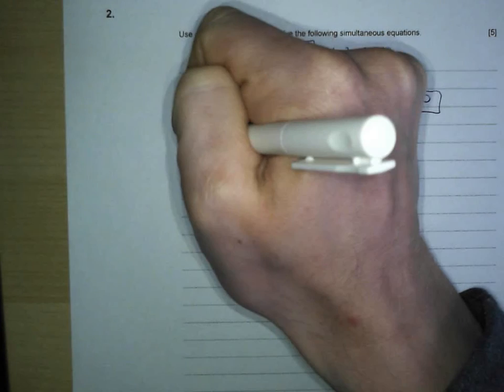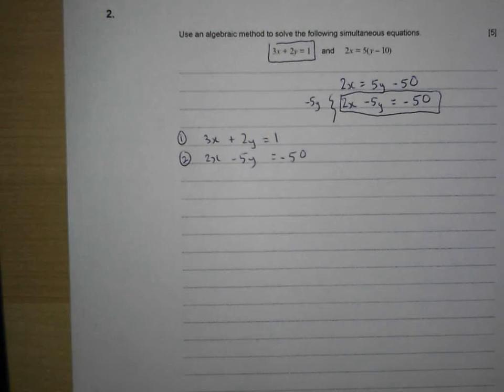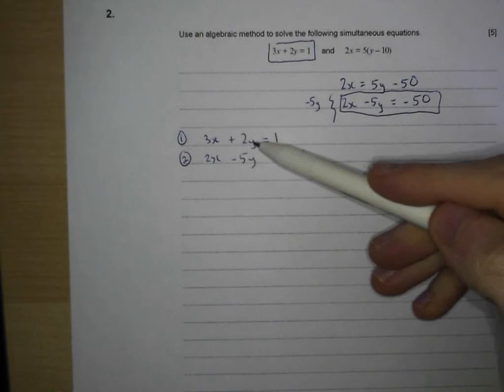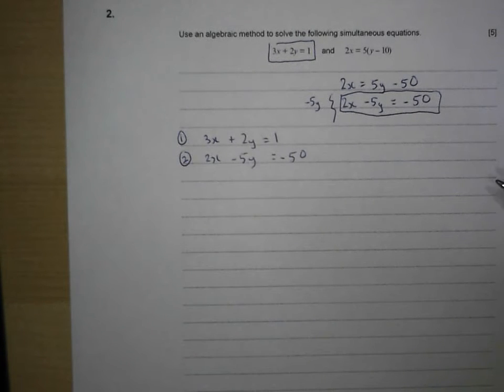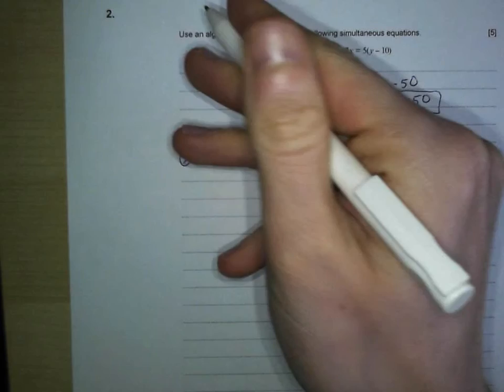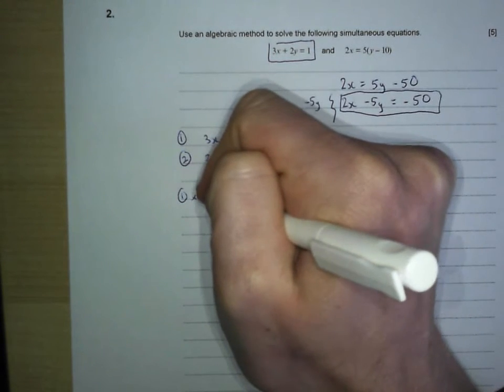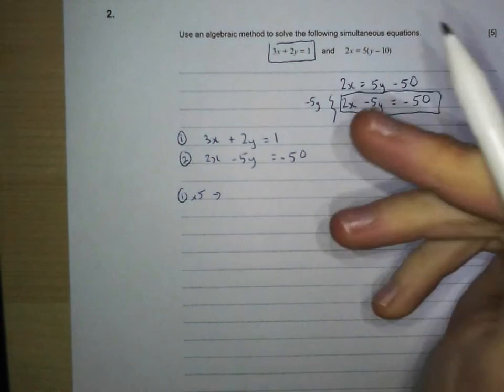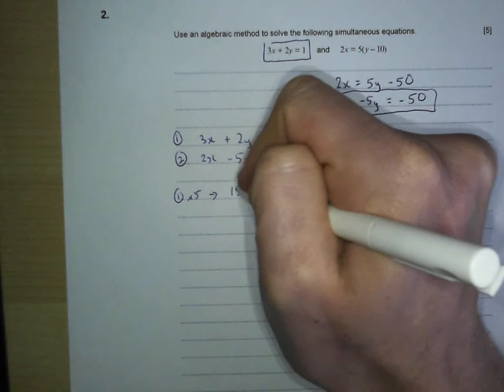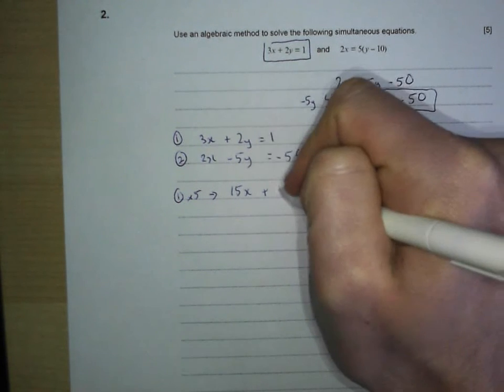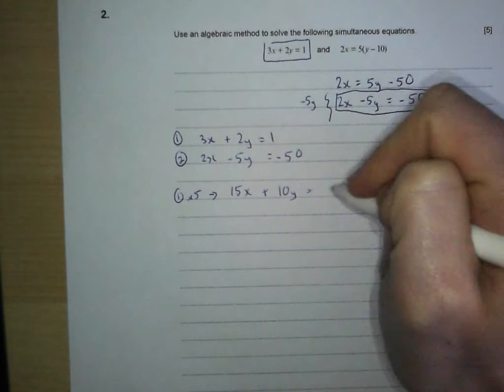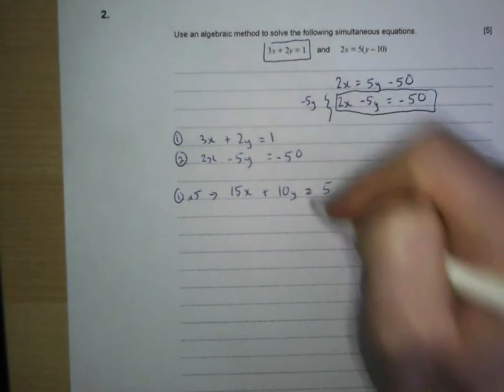So I'm going to call that equation 1 and that equation 2, and it doesn't matter which way you want to do it. So I've got 2y and 5y, so I think I'm going to get myself 10y's. So I'm going to take equation 1 and times everything by 5. So I get 15x's, 10y's, equal 5. Hopefully you can see that.